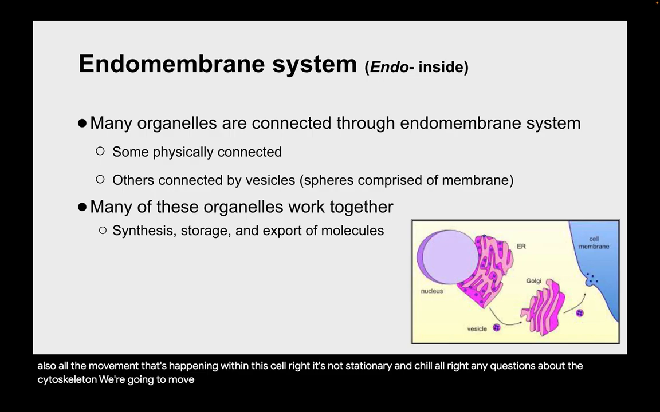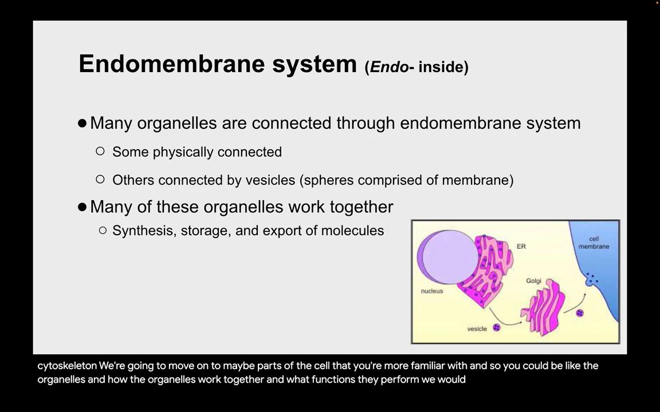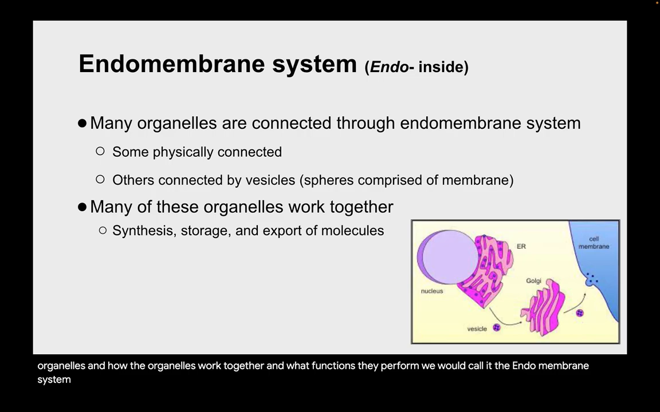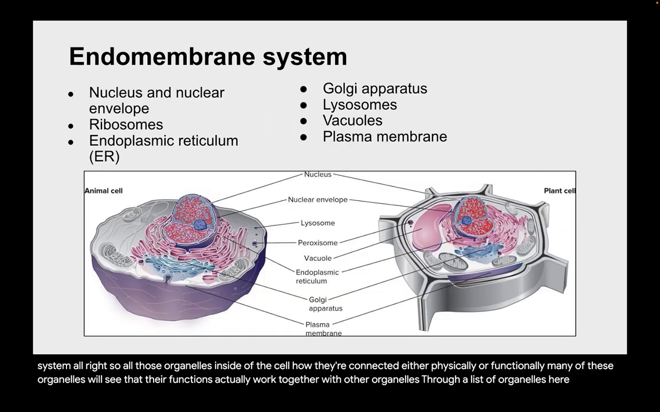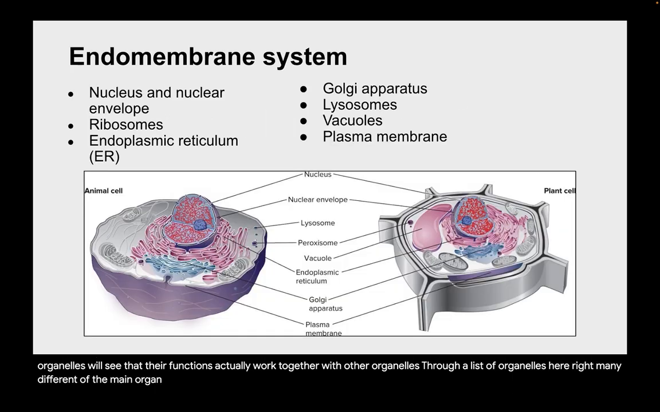We're going to move on to maybe parts of the cell that you're more familiar with. These would be the organelles and how the organelles work together and what functions they perform. We would call it the endomembrane system. So all those organelles inside of the cell, how they're connected, either physically or functionally. Many of these organelles will see that their functions actually work together with other organelles. So I'm going to go through a list of organelles here. Many of the main organelles that we're going to see.